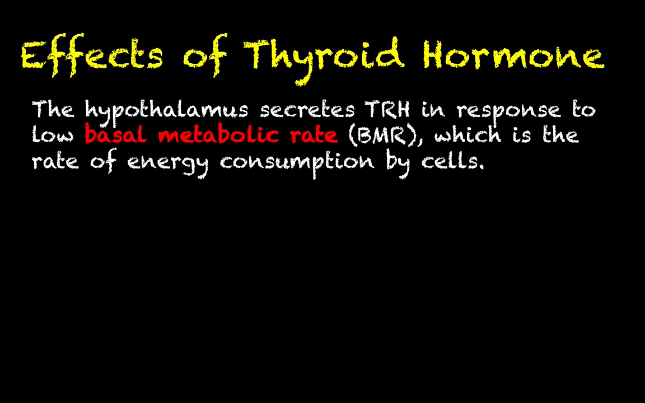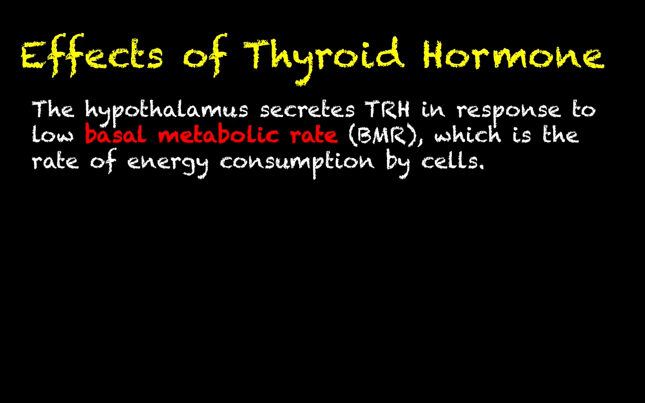So the hypothalamus secretes TRH in response to low basal metabolic rate. So if you're wondering, well, what's the whole purpose of thyroid hormone? Why do we need it? And under what conditions would we actually need to secrete it? Here's your answer right here. So let's repeat ourselves here. The hypothalamus secretes TRH in response to low basal metabolic rate.